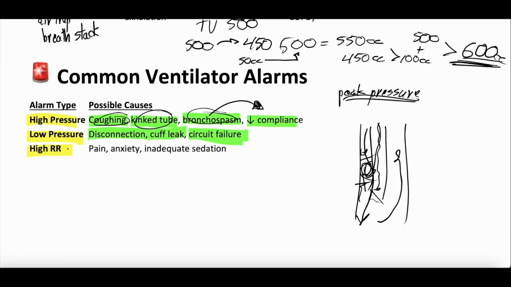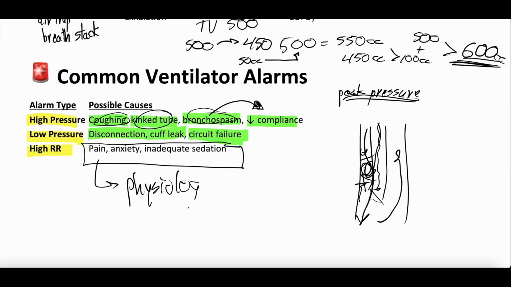And then a high respiratory rate, that'll be an alarm you sometimes see, and that's usually related to the patient's pain, anxiety, or inadequate sedation. But sometimes it can be from physiologic things like profound metabolic acidosis, where they're trying to ramp up their tidal volume and minute ventilation and all that jazz.